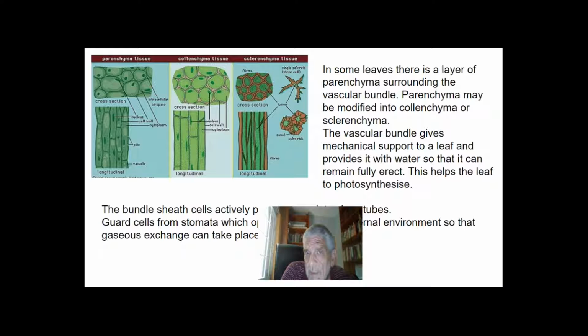And I said some leaves also contain parenchyma cells surrounding the vascular bundle. And these, as I said earlier, can be modified into collenchyma, where the cell wall is a bit thicker, and this gives more rigid support. It gives mechanical support for the leaf. And sometimes it can actually become sclerenchyma, where the cells die, and the cell walls become lignified.